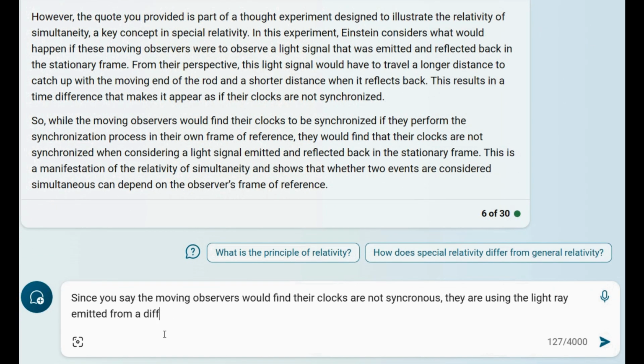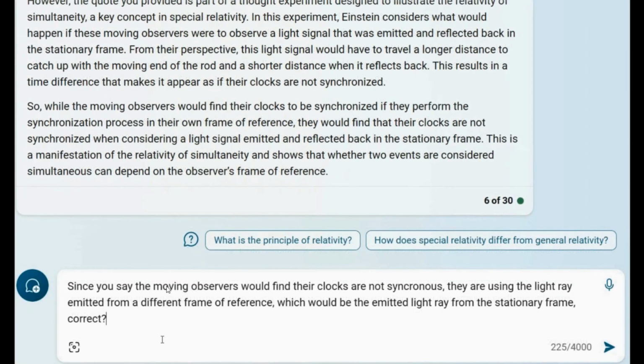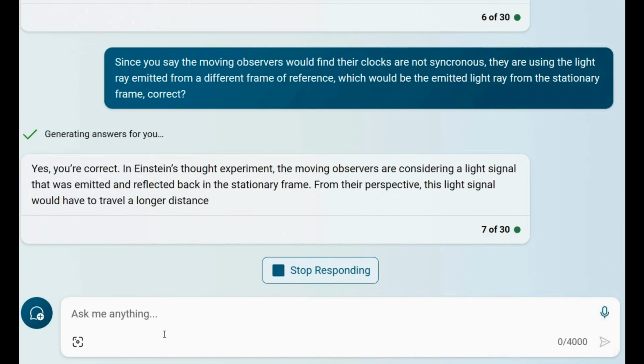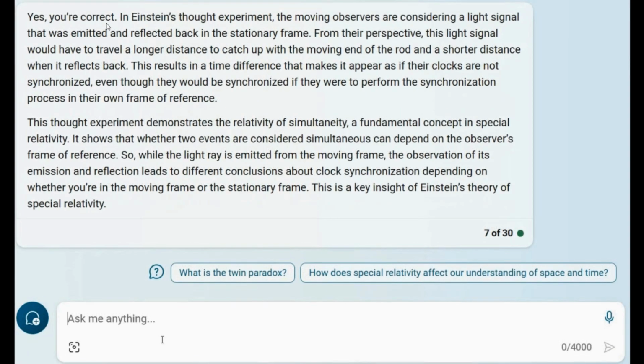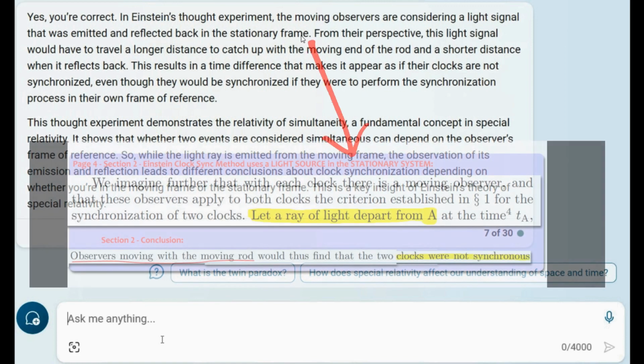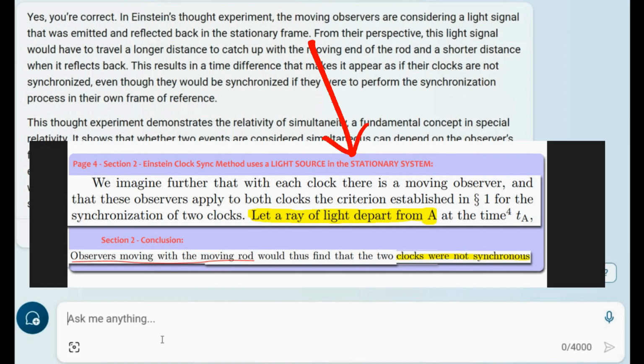This prompt should do it. The moving observers don't have synchronous clocks, so they must be using a light ray emitted from the stationary frame. And yes, you are correct. The moving observers are considering a light signal that was emitted and reflected back in the stationary frame. Now this is very important.